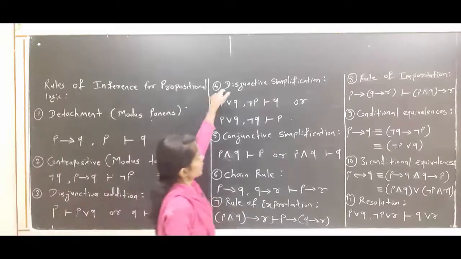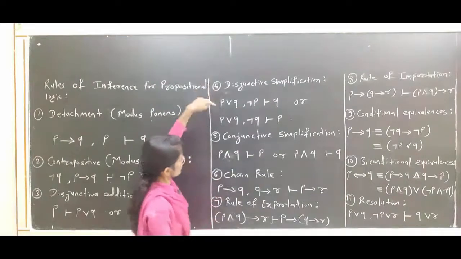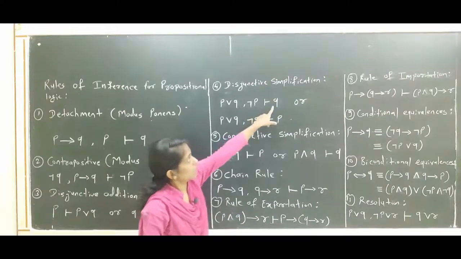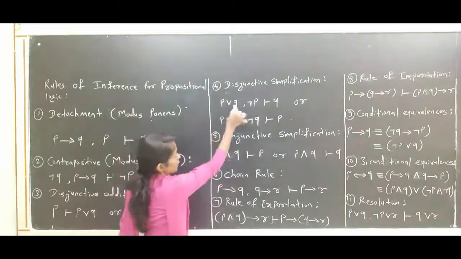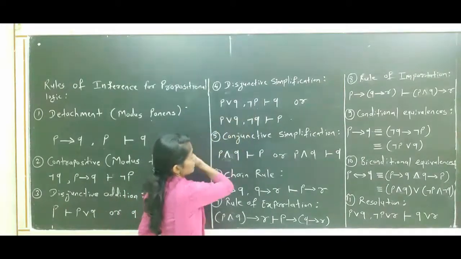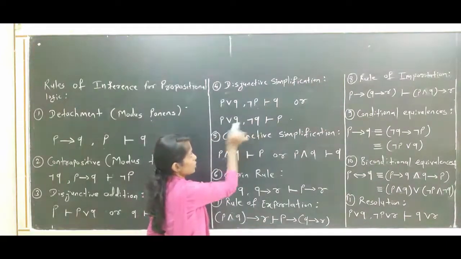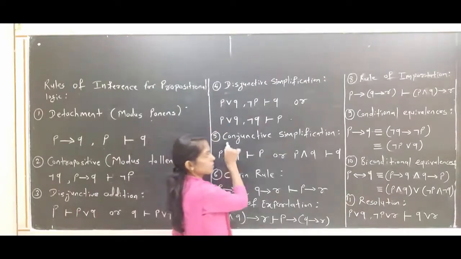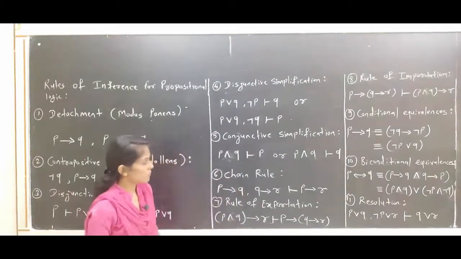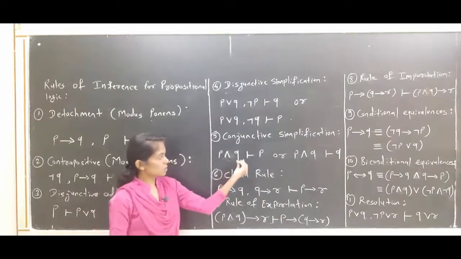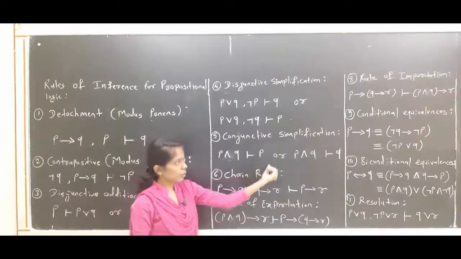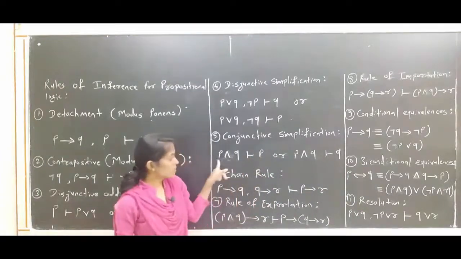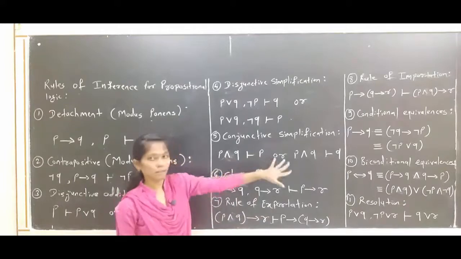Now disjunctive simplification. Here P disjunction Q and negation P, we get conclusion Q. P or Q, negation P, we get Q. P or Q, negation Q, we get P. So this is disjunctive simplification. Next, conjunctive simplification. In conjunctive simplification, P conjunction Q, we get conclusion P or we get conclusion Q. So we take one separately from these two propositions, either P or Q.